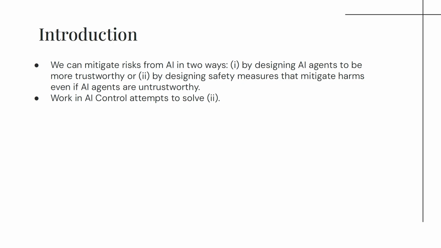So we can think about two ways of mitigating risks from AI. And the kind of most obvious way is you just design agents to be trustworthy in the first place. This is things like alignment or scalable oversight, et cetera. And another way we can think about this is just assume that models are misaligned. Can we mitigate the harm from them in any case by putting measures in place that would stop any harms they might be trying to cause? And yeah, working on AI control is tempting to do the second thing.